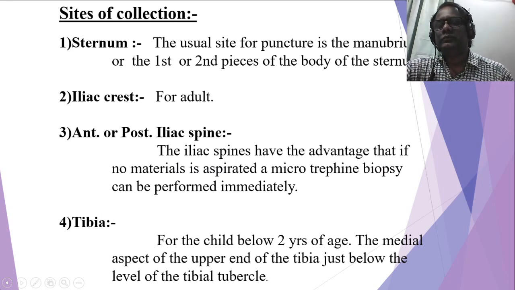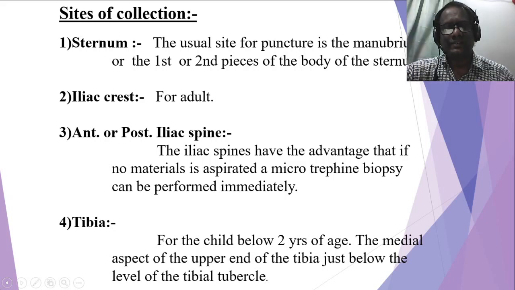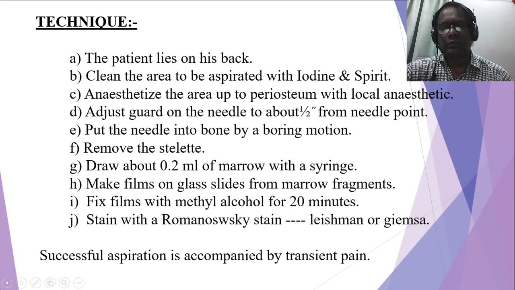Site of collection of bone marrow: sternum, iliac crest, anterior and posterior iliac spine, tibia. Sternum: the usual site of puncture is the manubrium or the first or second pieces of the body of the sternum. In case of adult, iliac crest. Anterior and posterior iliac spine have the advantage that if no material is aspirated, trephine biopsy can be performed immediately. Tibia, for the child below 2 years of age, medial aspect of the upper end of the tibia, just below the level of tibial tubercle.